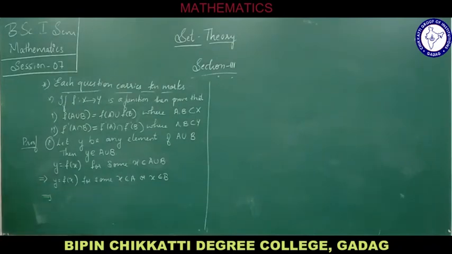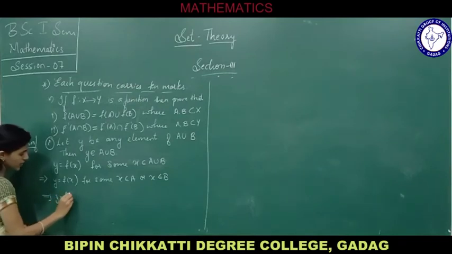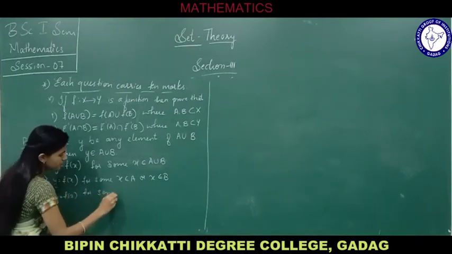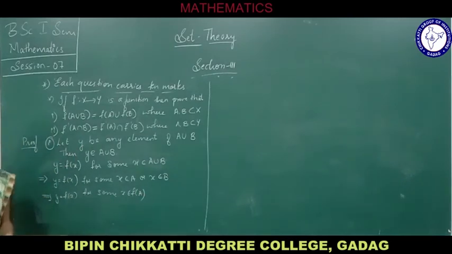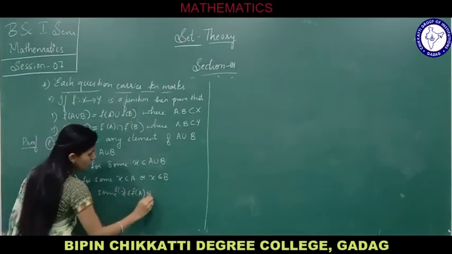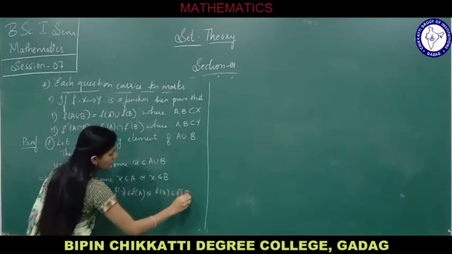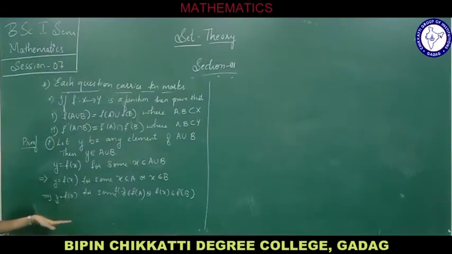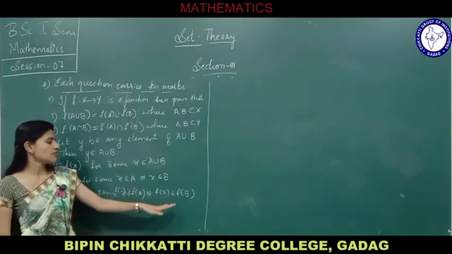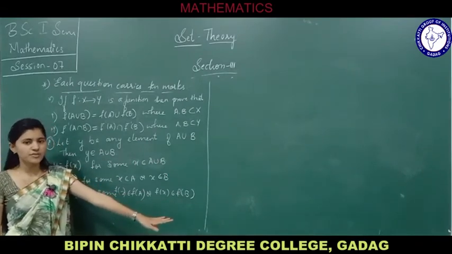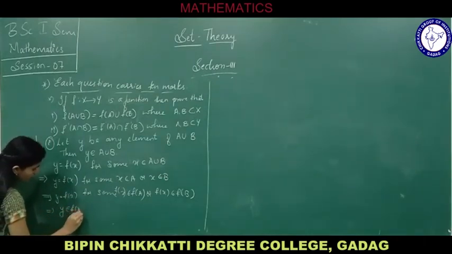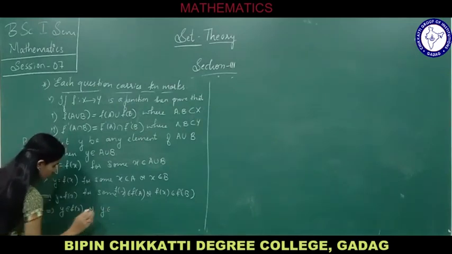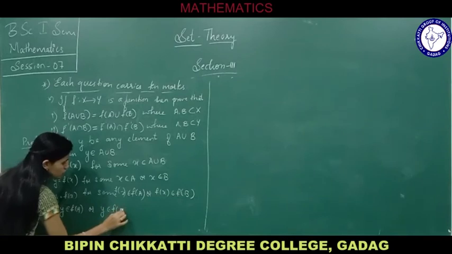In the sense, what is going to happen? y will be equal to f of x for some x belongs to A, so f of x belongs to f of A, or f of x belongs to f of B. If so, we can say that y is equal to f of x, which implies y belongs to f of A, or y belongs to f of B.